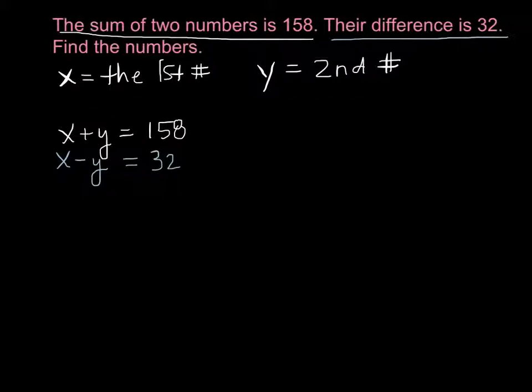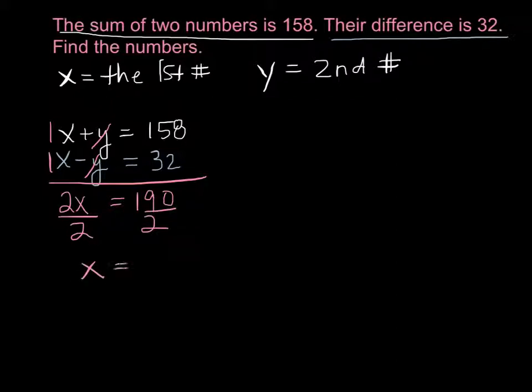Now I'm going to solve this system using elimination, because if you notice, my y and my negative y are going to cancel out when I add these two equations together. So I add these together, and I have 1x and 1x, which gives 2x. My y's cancel out, and 158 plus 32 is 190. Then I divide by 2, and x equals 95.